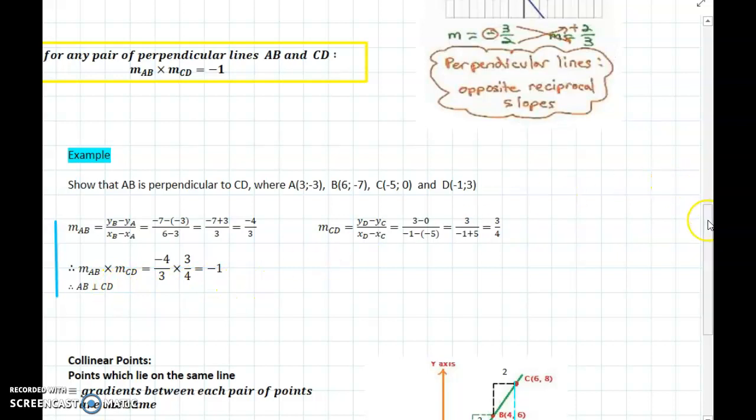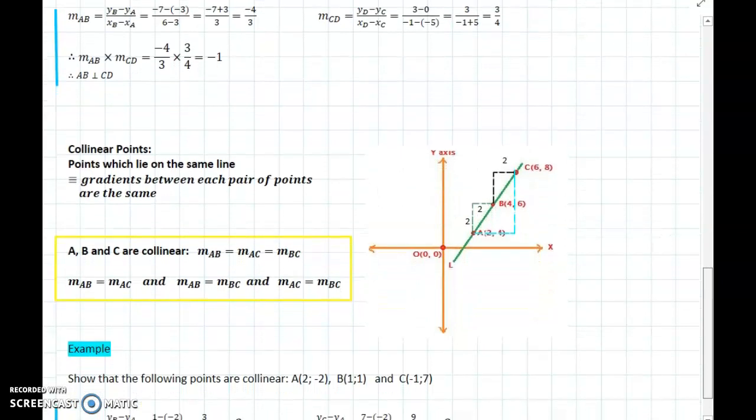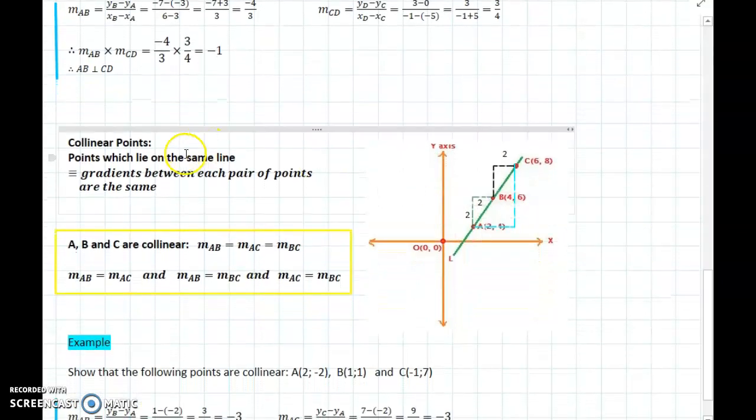Let's come to our last application. And here we talk about collinear points. Now what are collinear points? Points which lie on the same line. That would mean that the gradients between each pair of points are the same.